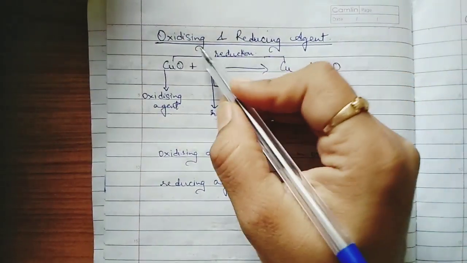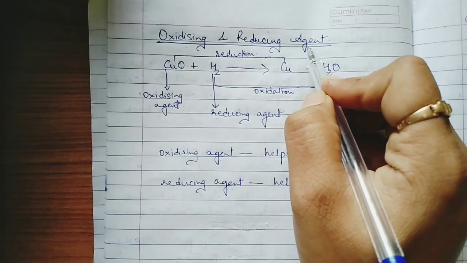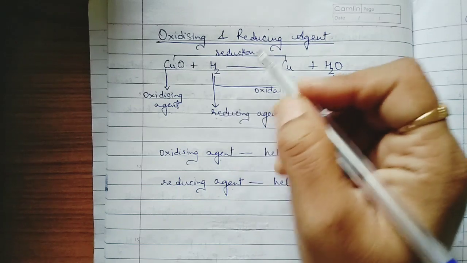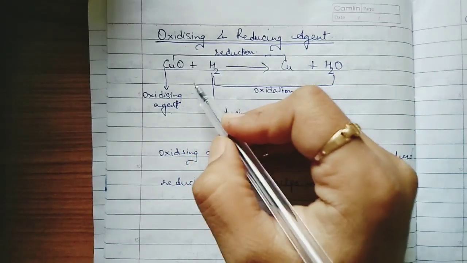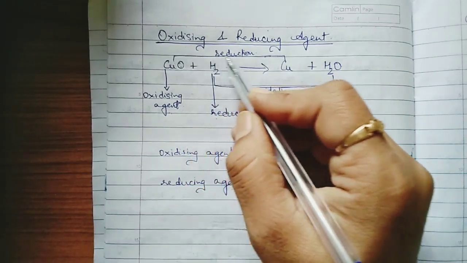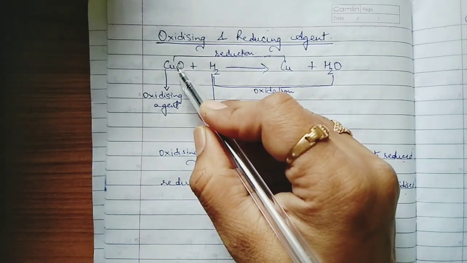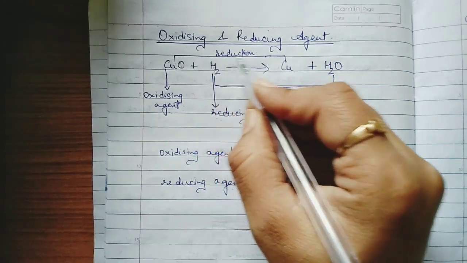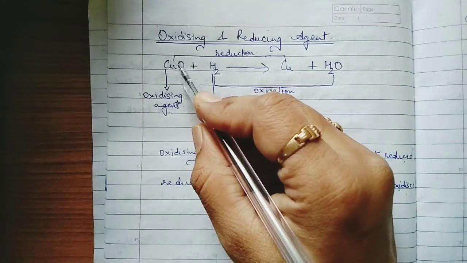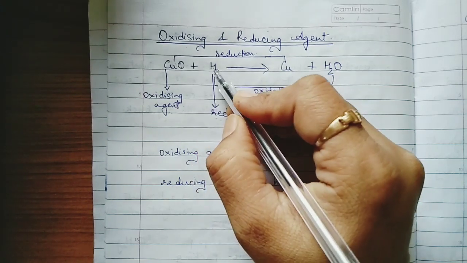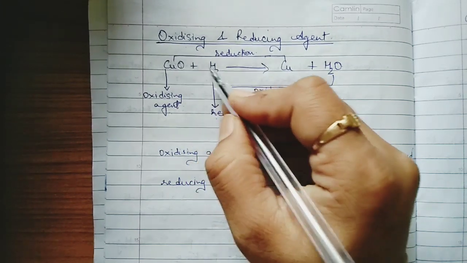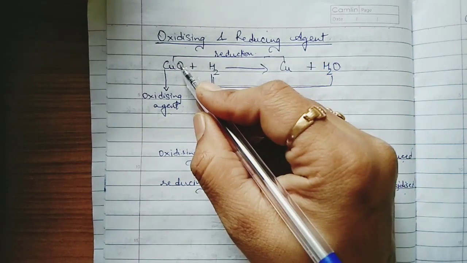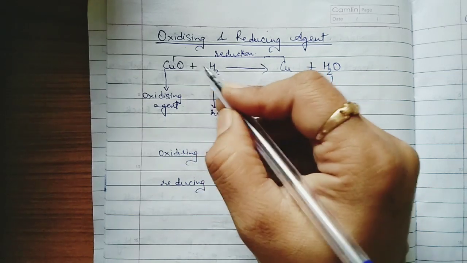Let us now understand the concept of oxidizing and reducing agent. Oxidizing and reducing agents have to do something with oxidation and reduction. Again, we will see this example where CuO was undergoing reduction. Why? Because it was losing oxygen. Now, when CuO was losing oxygen, there had to be some substance which would gain that oxygen from CuO. So we find that H2 was gaining that oxygen from CuO.